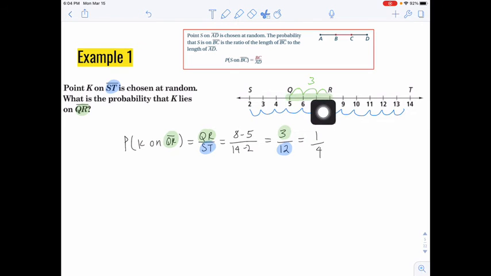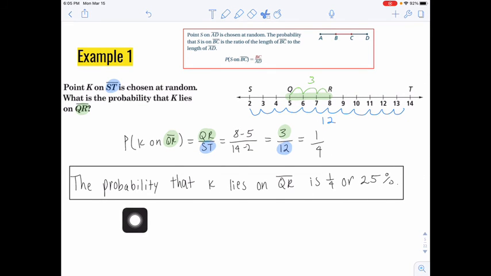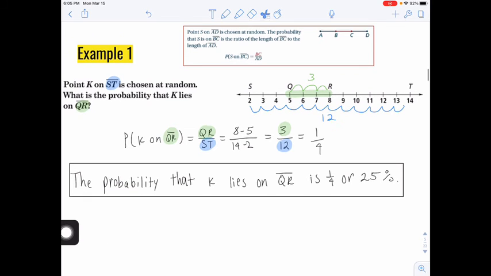We can count on the number line to see that segment QR has a length of 3 and ST goes from 2 to 14, so we can count to get 12. We can also use the values on the number line to get 8 minus 5 equals 3 and 14 minus 2 equals 12. Simplifying 3 over 12, we get 1 over 4. Therefore, the probability that K lies on line segment QR is 1/4 or 25%.